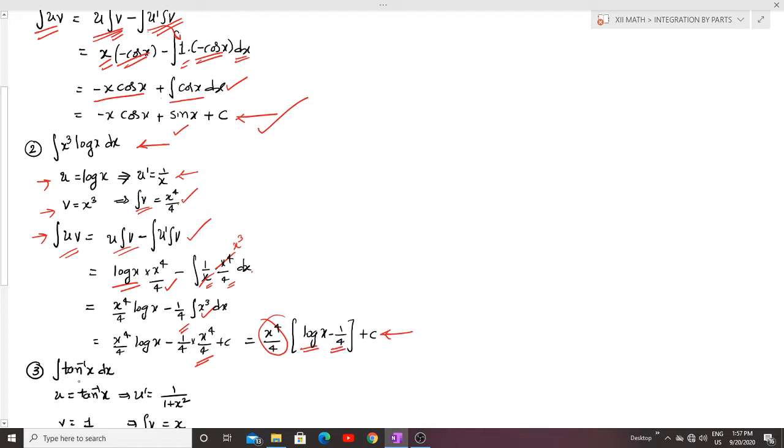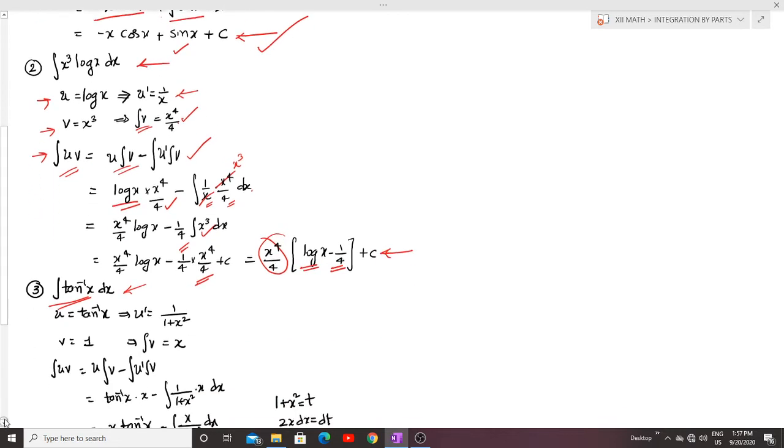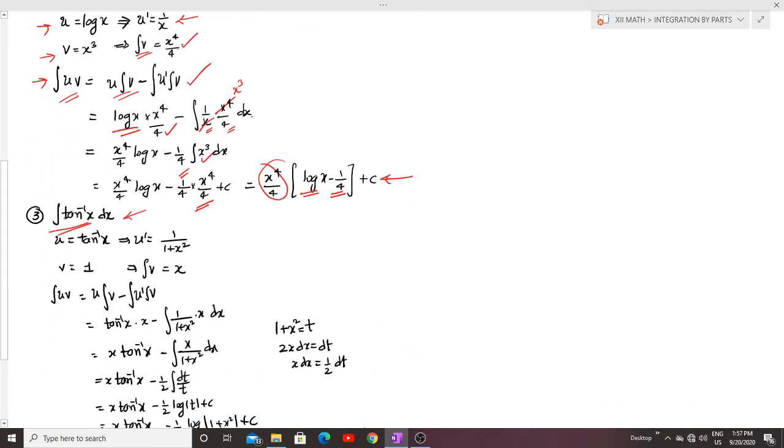Okay, now the third question: integration of tan inverse x into dx. How to do this? Look at this. Till now I have told you the derivative of tan x, and that the integration of tan x is log mod secant x. I also told you that 1 by 1 plus x square dx integrates to tan inverse x. But I did not teach you how to integrate tan inverse x.